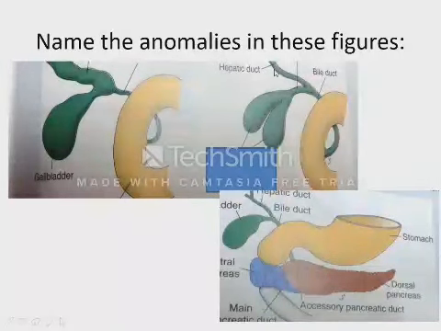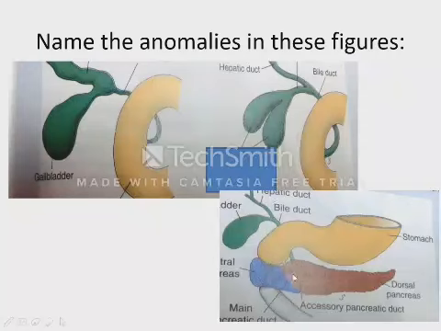Also, name the anomalies in these figures. What is the name of this anomaly, and this anomaly, and this anomaly?